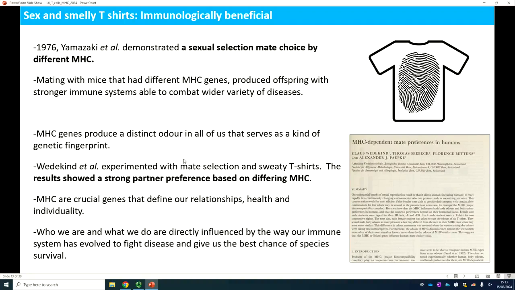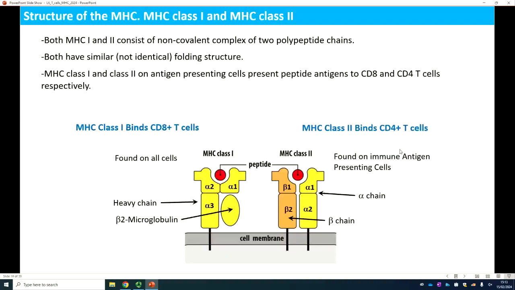So in one way, MHC are really crucial genes. They're determining not only your immune system and your health and that kind of thing, but also potentially your relationships. And so that's all playing a role there. And that's the paper, if you're interested in looking at it in more detail.